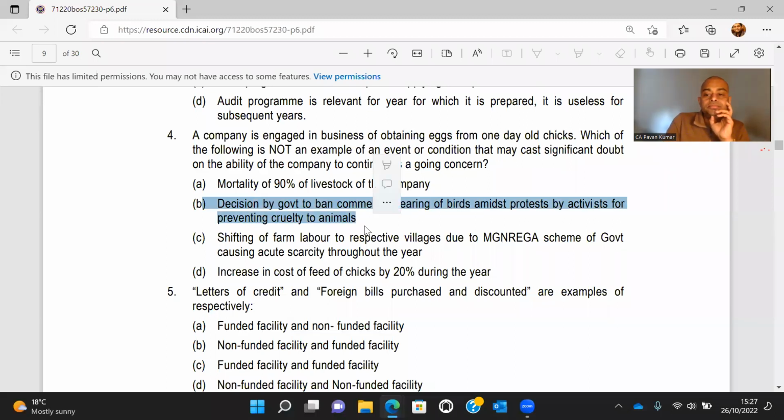Read B point, please. Decision by government to ban commercial rearing of birds amidst protests by activists for preventing cruelty to animals. So you are a vegetarian or non-vegetarian?